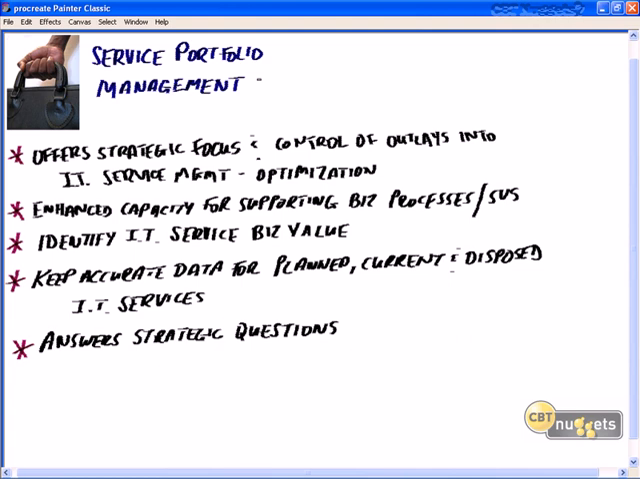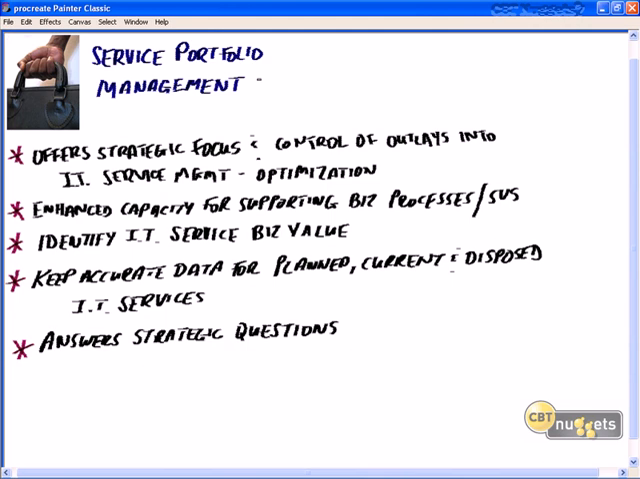Okay, well, as mentioned, there are three processes in the service strategy aspect of the life cycle. And these processes are going to work together. First of all, we have the service portfolio management. And the main goal here of service portfolio is to offer the direction, the strategic focus, and the control of investments into our IT service management. The goal here is to optimize our portfolio of services.